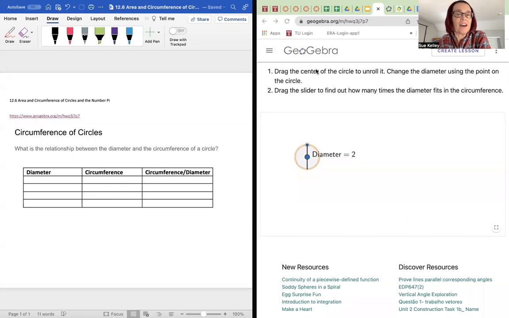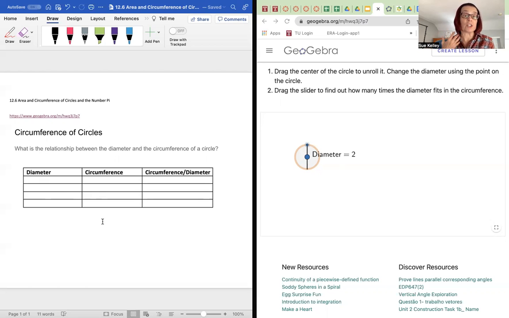Hi, all. We're going to talk today about circumference of circles. I'm doing this video a little bit differently so that I can show you this dynamic GeoGebra demonstration. If you want to follow along and you have downloaded the notes on Canvas, you can click this link to go to GeoGebra. You can also follow along as we fill in this chart.